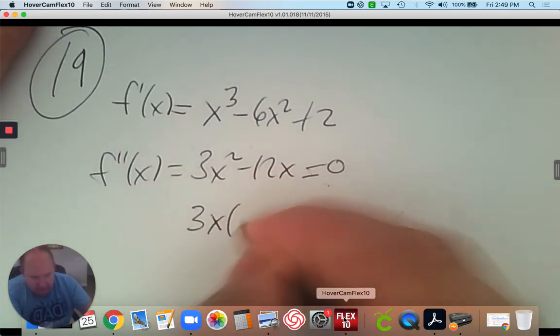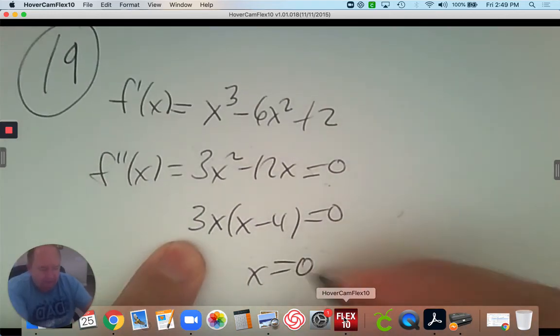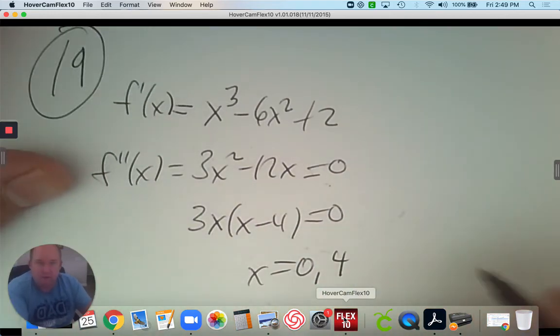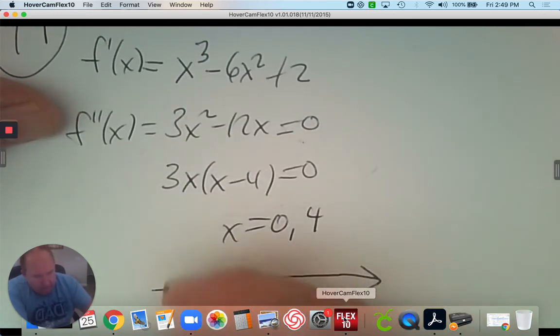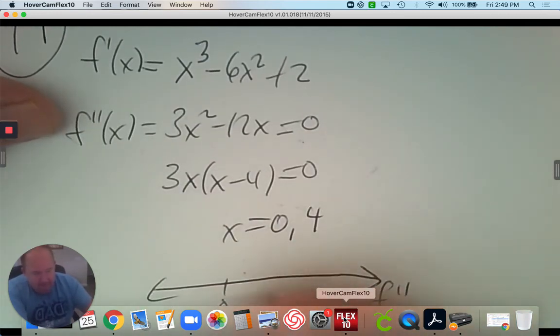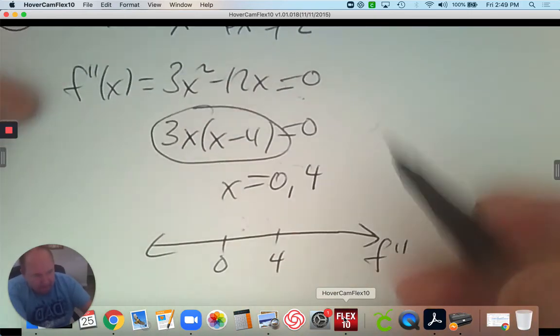So take the derivative, then the derivative again, make it equal to 0. Factor out 3x. Solve it. So 3x gives you 0. X minus 4 gives you 4. Draw a number line using those for the second derivative. And I need to know there's a sign change. So I'm going to plug it into the factored form.